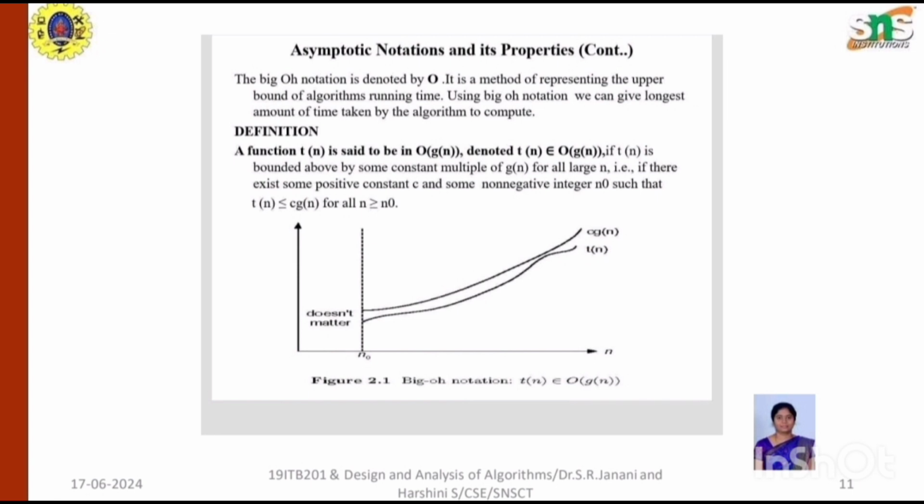So we can say the definition as a function t of n is said to be in big O of g of n, denoted t of n belongs to O of g of n, if it satisfies the condition that t of n is bounded above by some constant multiple of g of n for all large n. That is, if there exists some positive constant c and some non-negative integer n naught such that t of n is less than or equal to c g of n for all n greater than or equal to n naught. A practical diagram is given where the upper bound curve is drawn.